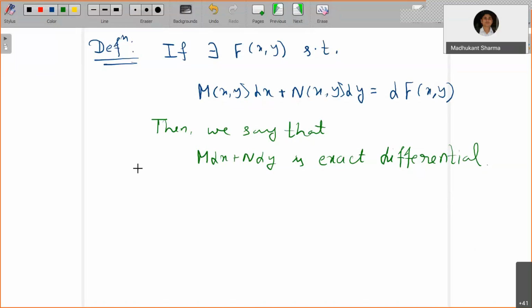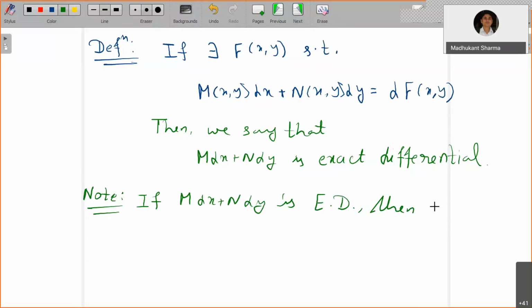And then you have, I can say, if I can write here straightforward, if M dx plus N dy is an exact differential, so ED I'm writing as a short form, then M dx plus N dy equals 0 is called an exact differential equation.